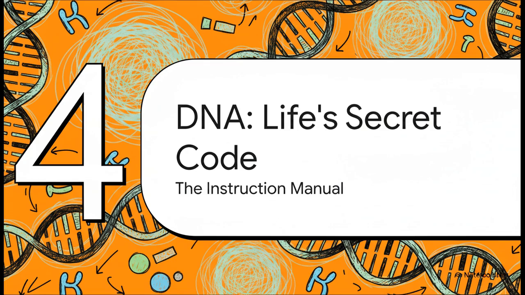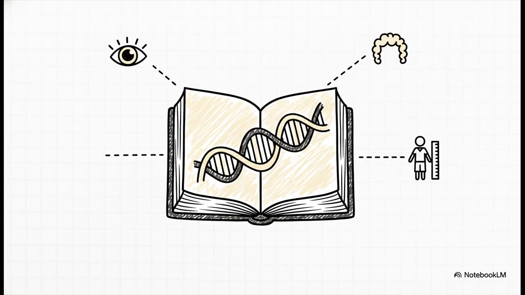Okay, so we now know that traits are passed on. Some are dominant and some are recessive. But how does this all actually work? What's the mechanism happening behind the scenes? Well, the answer is hidden inside a tiny molecule, a molecule we call life's secret code. Think about it. Every single detail about you, from your hair color to your height, it's all written down in a master instruction manual. And that manual is called DNA, or deoxyribonucleic acid. It's inside every single cell of your body.